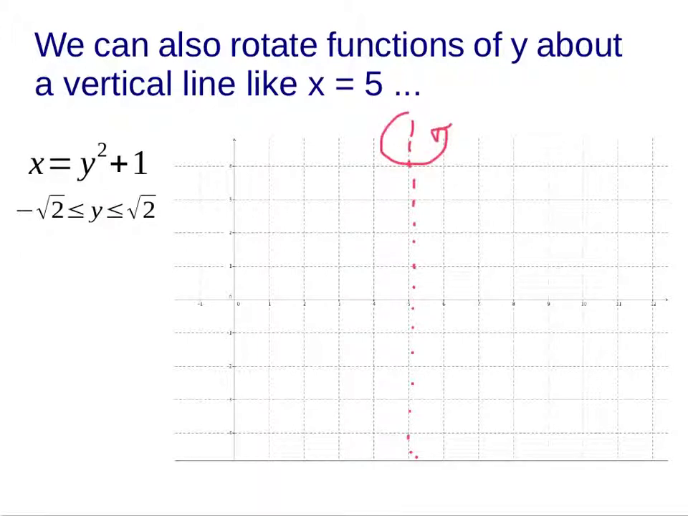Our function is x equals y squared plus 1. So that's basically a parabola that's just shifted 1. And in this case, it's shifted to the right instead of up because it's a tipped over parabola. So we're shifted here. We're going to be at 1, 1, and then 2, 4, which would be there. So this is the curve we're talking about.